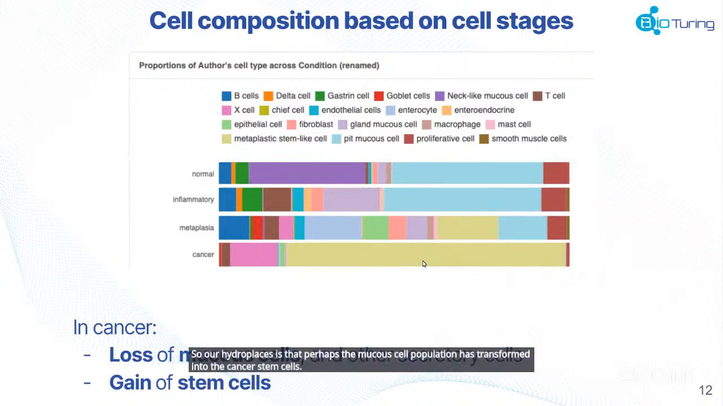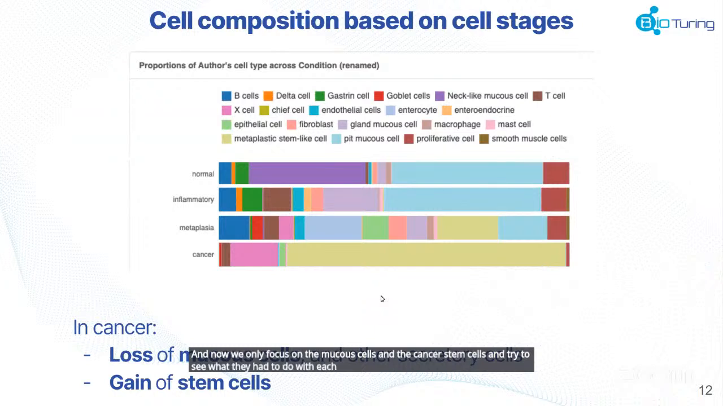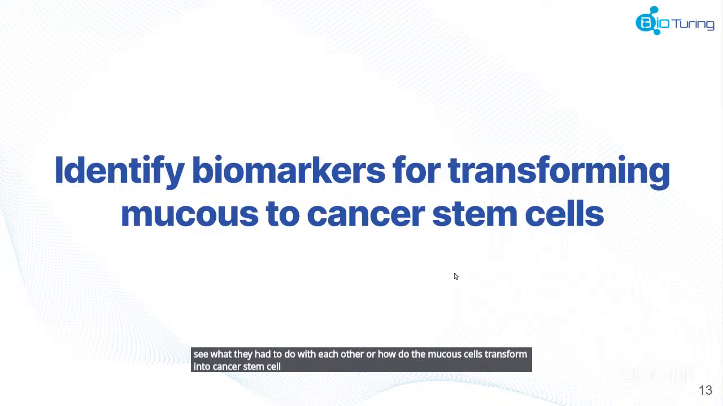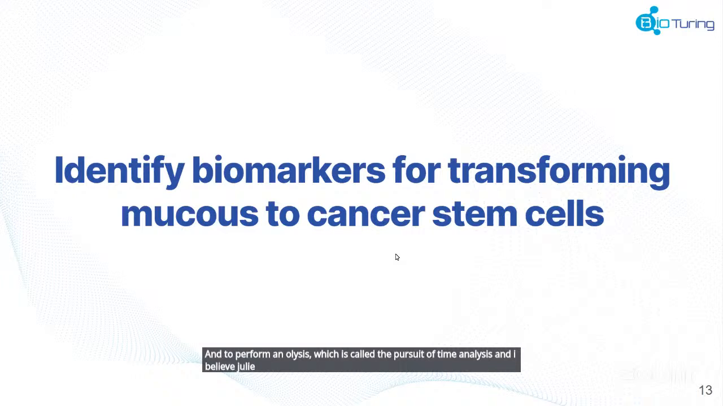And now we only focus on the mucus cells and the cancer stem cells and try to see what they have to do with each other, or how do the mucus cell transform into cancer stem cell. So now we do a step of subclustering and to perform an analysis, which is called the pseudo-time analysis. And I believe Julie can help me with this process.